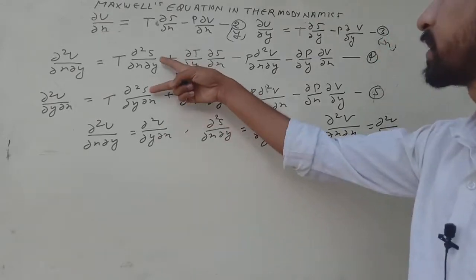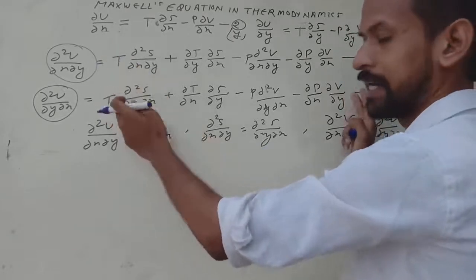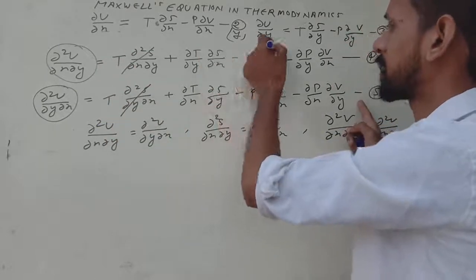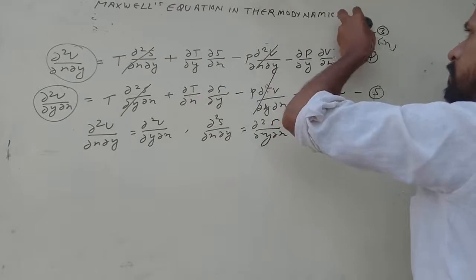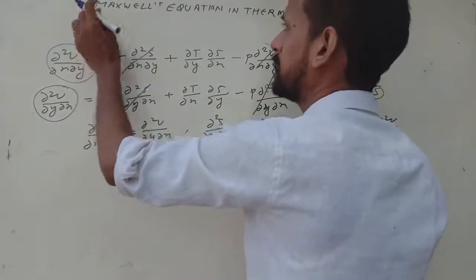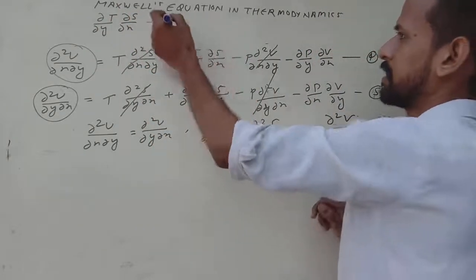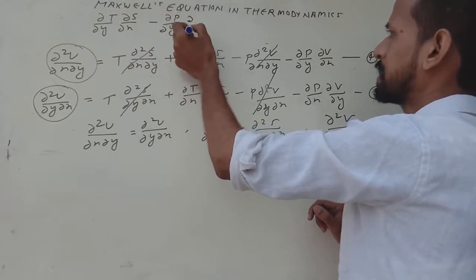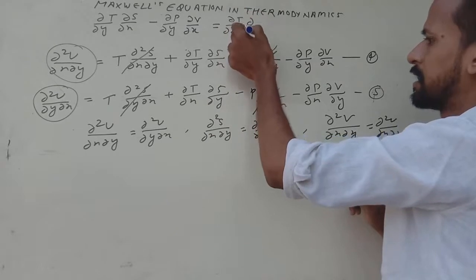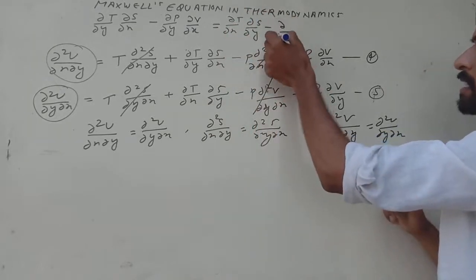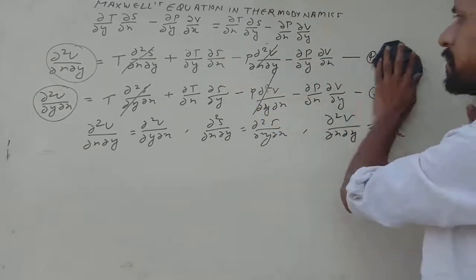Now, in equations number 4 and 5, these two terms are equal. So this term should be equal to this, and these two terms cancel out. What remains here is ∂y T ∂x s − ∂y P ∂x v = ∂x T ∂y s − ∂x P ∂y v, and this equation is known as the Maxwell general equation.